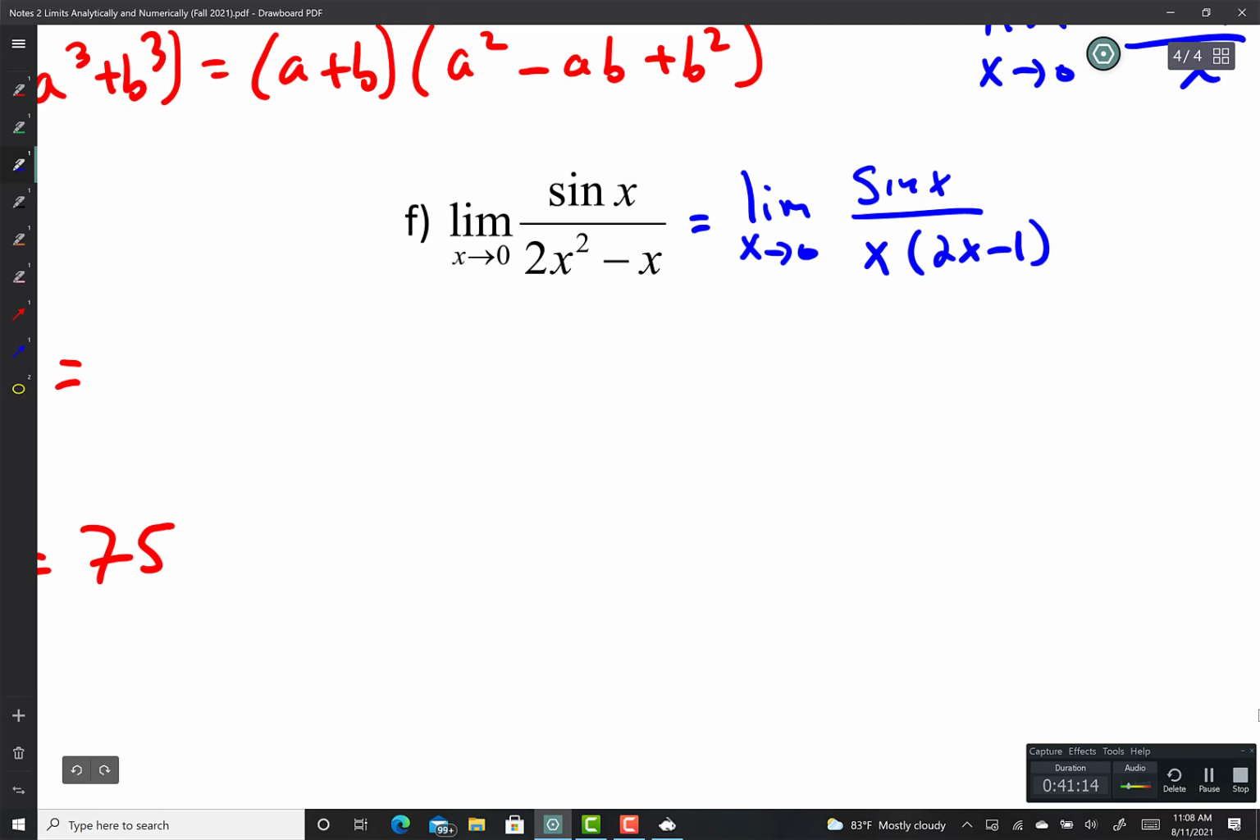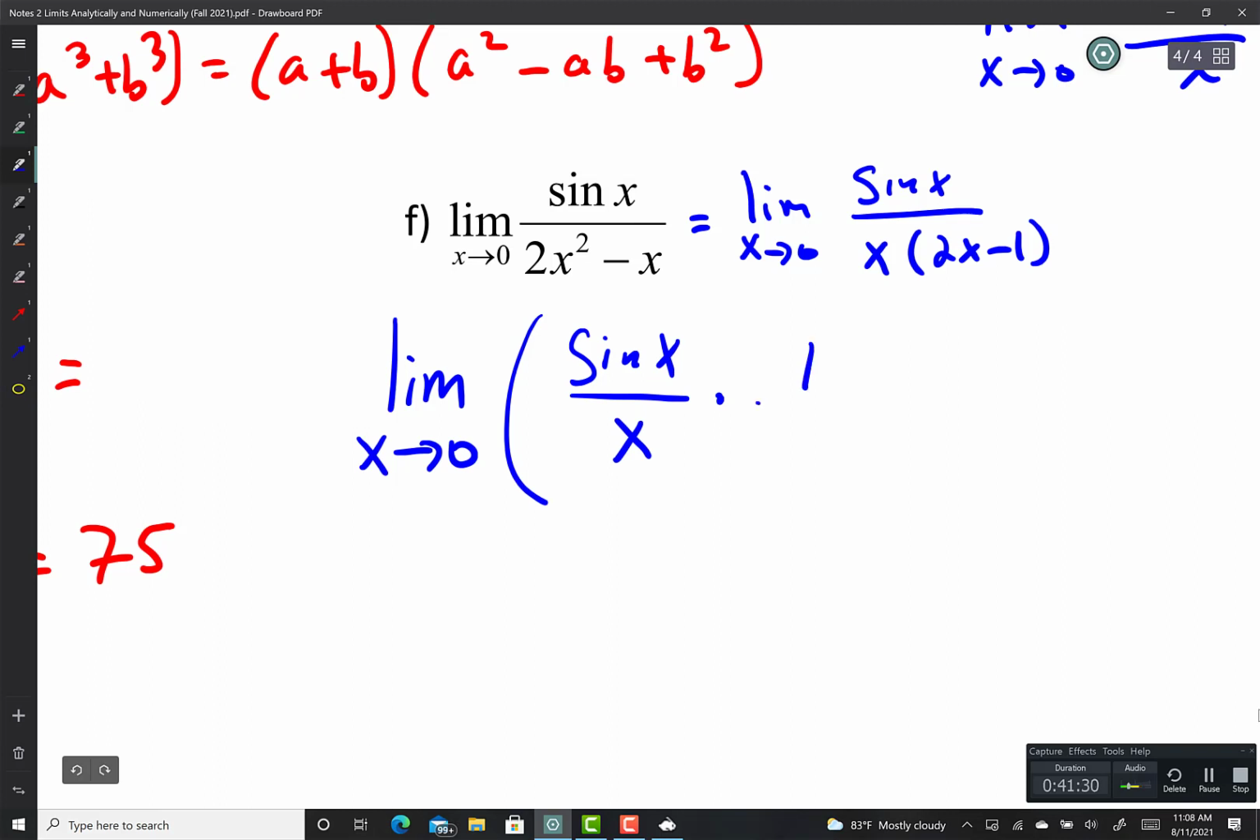So here's how I'm going to separate it. And don't worry, I'm going to slow down. Limit, as X approaches 0, I'm going to write a giant parenthesis. I'm going to write sin X over X, that's the only one we know, times 1 over 2X minus 1. Have I changed anything? No, I haven't changed anything.